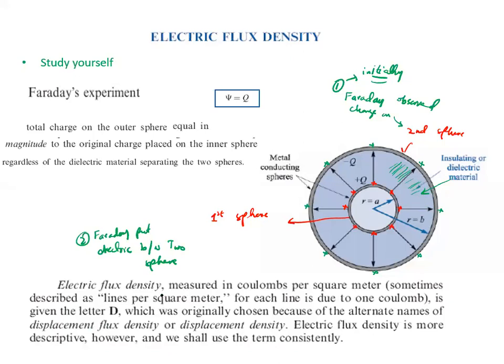So at that time, when there were no accurate laboratory instruments, he called this phenomenon displacement. He said something has displaced from the inner sphere to the outer sphere. Later on he called it the displacement density.